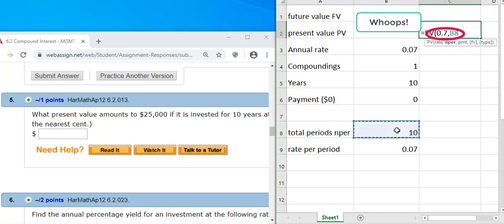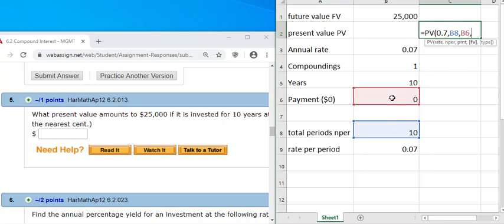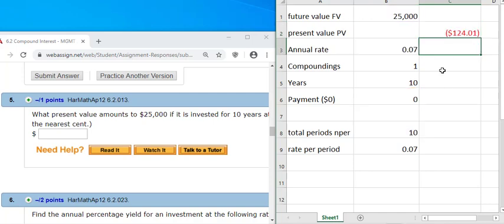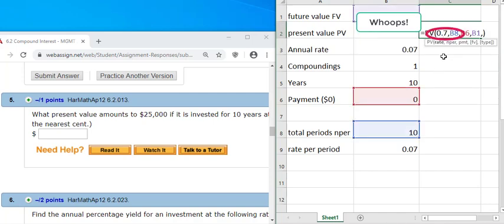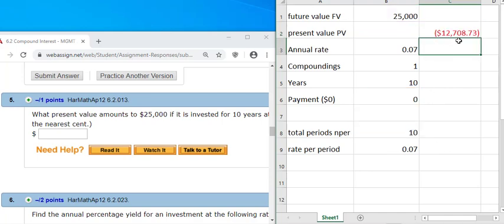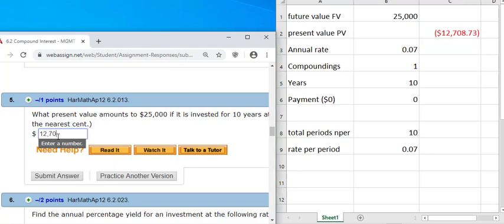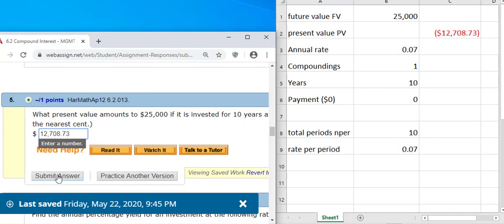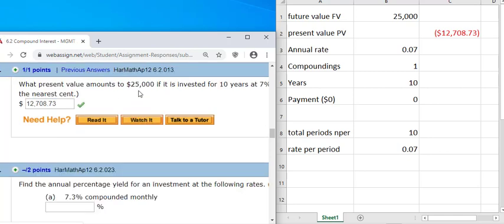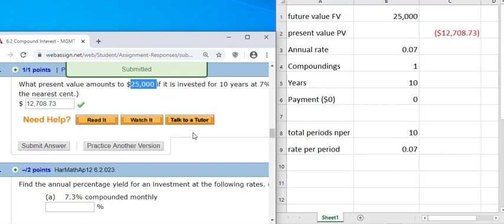So rate 7%, number of periods is 10, payment, nothing extra, future value 25,000, type, have it default to a 0. Oh, I gave it 70% interest. Huh, no wonder. That's why you don't type it. You should really just click it. Okay, let's try that again. $12,708. That sounds better. So if I take $12,708.73 and I invest it for 10 years at 7% and it compounds once a year, at the end of those 10 years, I will have $25,000.